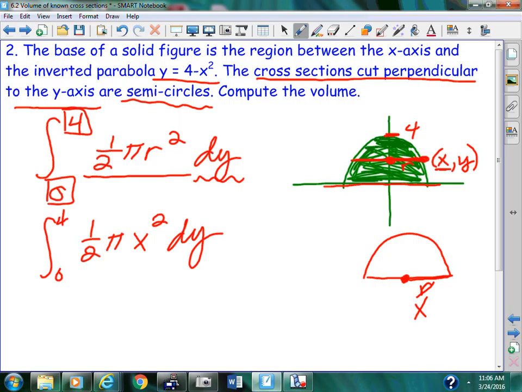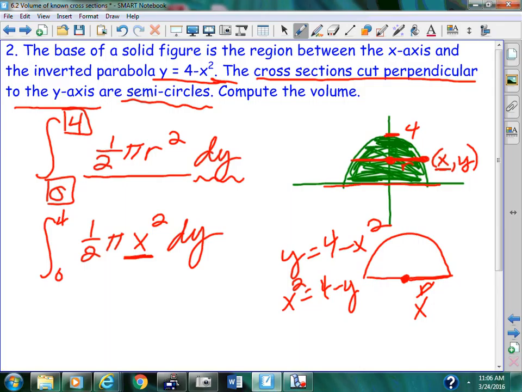Remember the equation that we're working with, y is equal to 4 minus x squared. Before I can be finished, I need to get x squared in terms of y. What is x squared going to equal? 4 minus y. There you go. Move the x squared over and then move the y over.